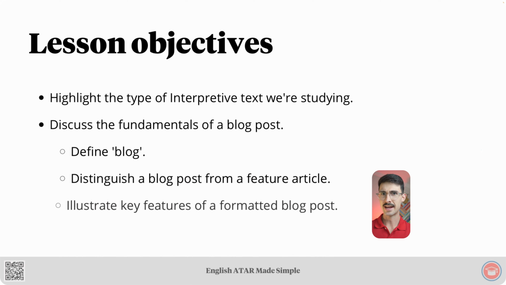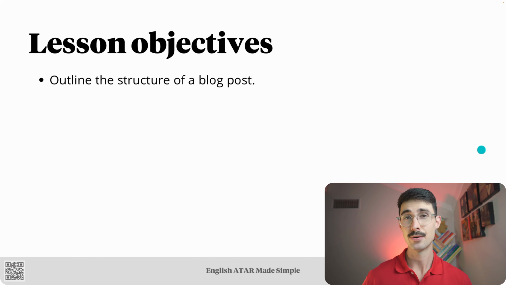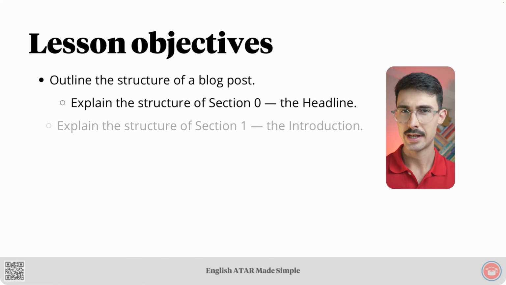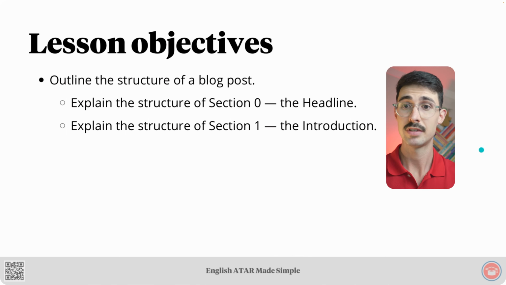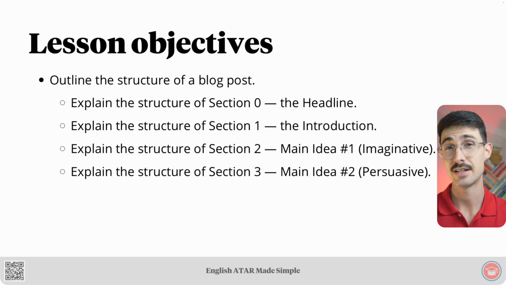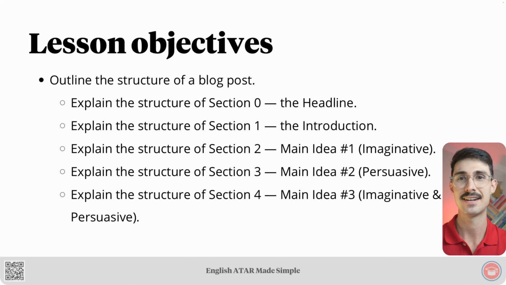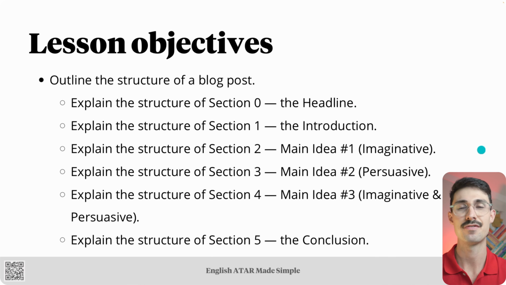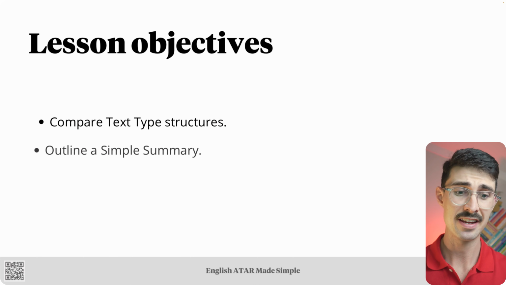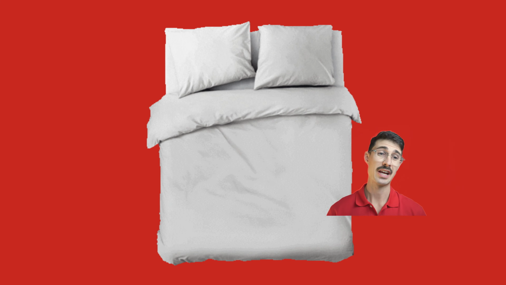After that, we'll illustrate the key features of a formatted blog post. Then we will outline the structure of a blog post. Specifically, we will look at the structure of section 0, which is the headline. Then the structure of section 1, the introduction, section 2, main idea 1, section 3, main idea 2, section 4, main idea 3, and finally, section 5, the conclusion. Last main section of the lesson will involve a comparison of text type structures, and then we'll do a simple summary and go have a big fat nap.